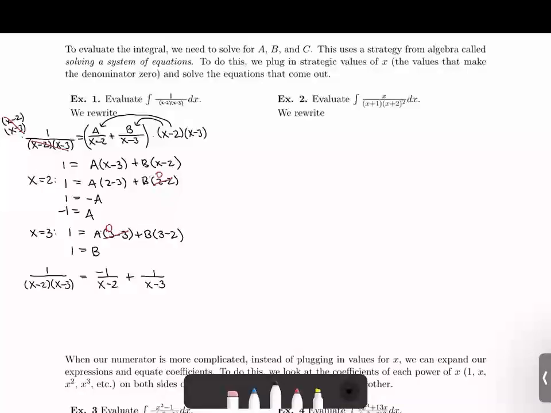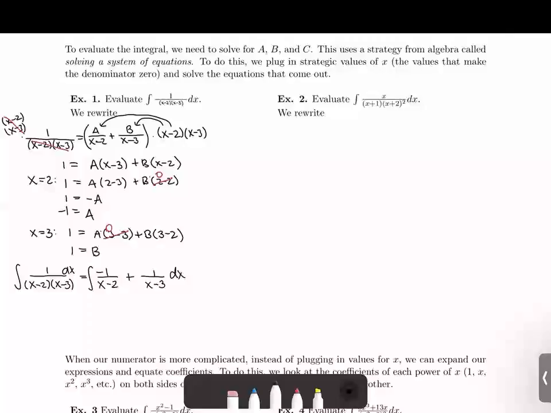Now, remember, our goal was to integrate this. So we are integrating now this sum of two fractions. And these fractions are set up in a way such that each of them can be integrated using u substitution, where u is the denominator, and then we're going to end up with a natural log. So I'm not going to show the steps of integration for any of these questions. Just remember that these are solved by u substitution, where our u was our linear term.